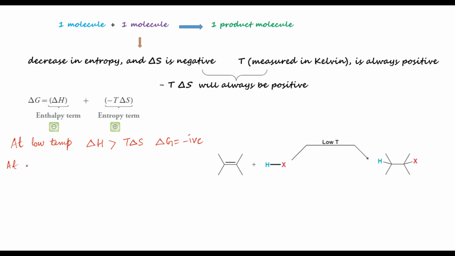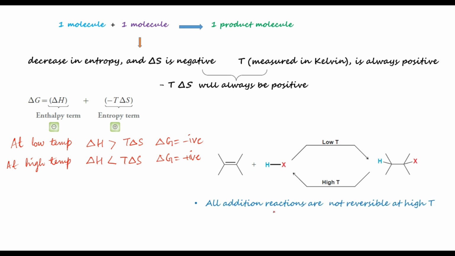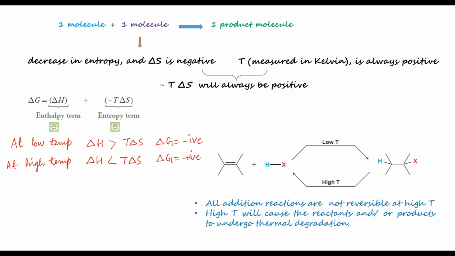However, at high temperature, the enthalpy term becomes small while the entropy term dominates. Therefore, del G becomes positive, which means that at high temperature, reactants will be favored. In other words, the reverse process, elimination, will be thermodynamically possible at high temperature. Now, this doesn't mean that all addition reactions are reversible at high temperature, because at high temperature, many reactants and products will undergo thermal degradation. Therefore, not all addition reactions are reversible at high temperature.